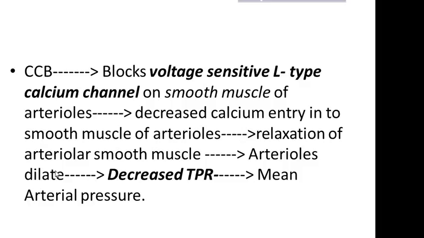A calcium channel blocker like amlodipine or cilnidipine or nifedipine blocks the voltage-sensitive L-type calcium channel on the smooth muscle of arterioles. And when the voltage-sensitive L-type calcium channel is blocked, there will be no calcium entry into the smooth muscle of the arteriole. So the arteriole or smooth muscle relaxes, arterioles dilate, and when arterioles dilate, total peripheral resistance will fall, and when total peripheral resistance falls, blood will leave the major arterial system, right?